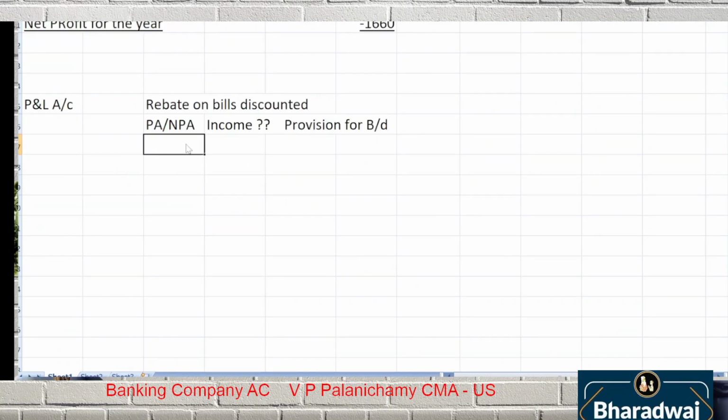So far we have learned how to create rebate on bills discounted, how to recognize income on performing and non-performing assets, how to create provision for bad debts, and how to prepare the P&L account. All those things we have done so far. In the next session, we will move on to preparation of the balance sheet. Schedule number 13, 14, 15, 16 talks about P&L account. Schedule number 1 to 12 talks about balance sheet. We will discuss that in the next class.